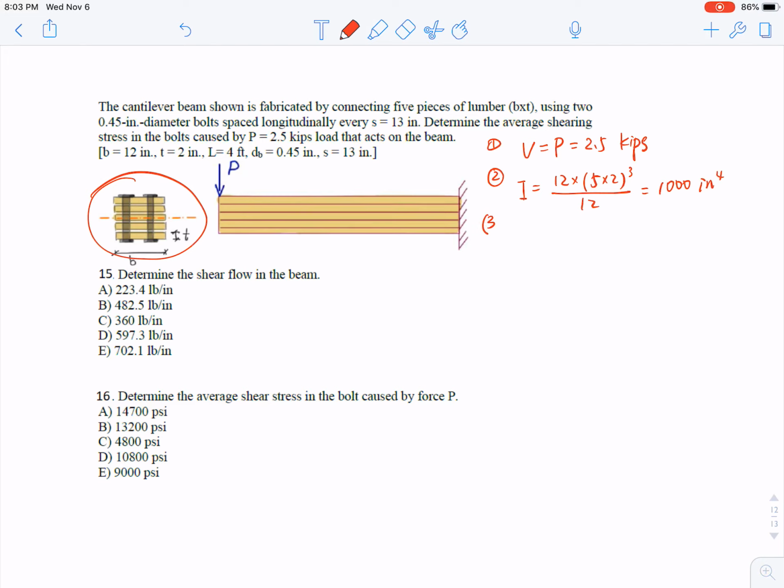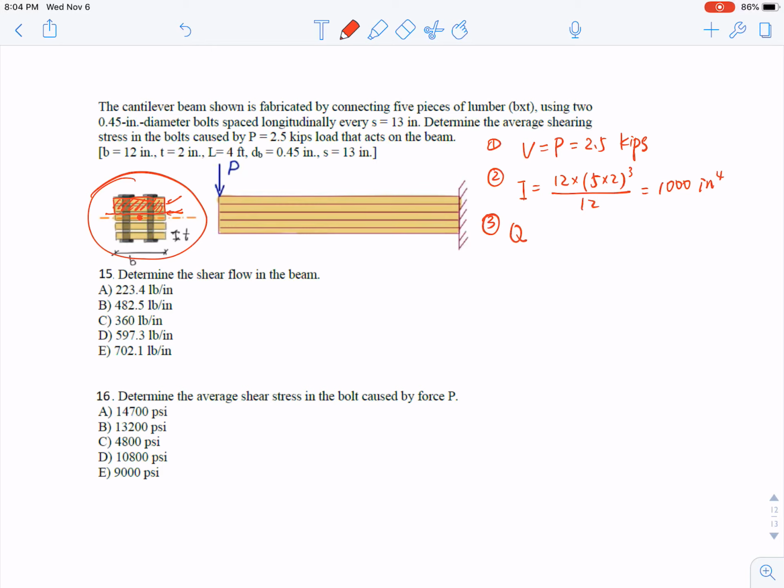Then we need to determine the Q. Since this is a rectangle, the largest Q should be just you cut it through the centroid. The centroid is here, right? But if you cut it from here, you will cut it through a plate where the bolt will not be sheared at all. The bolts are only sheared in the gaps, right? In these gaps or the interfaces. So to determine the largest Q, you just need to cut it from the second gap, so that this is the area you will get, right? There's 2 plates.